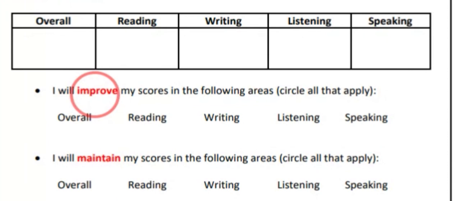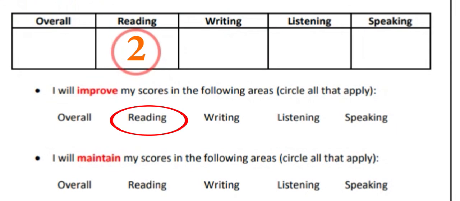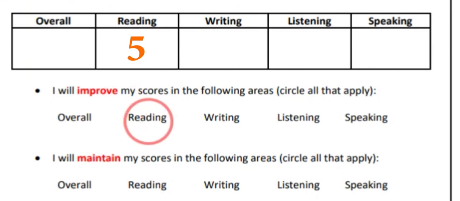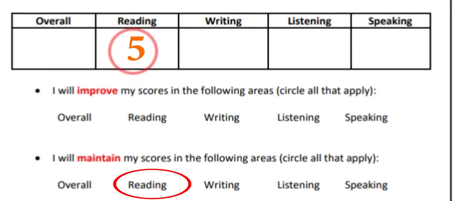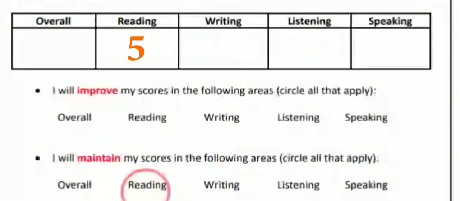Let's take a look at your reading score. Let's say for your reading score, you have a 2. Well, you would definitely want to circle reading under improve because a 2 is not high enough. But let's say you have a 5 for reading. Well, then you would circle reading under maintain because you just want to keep that score as high as it was last time.